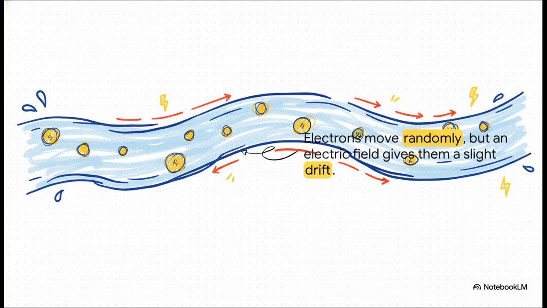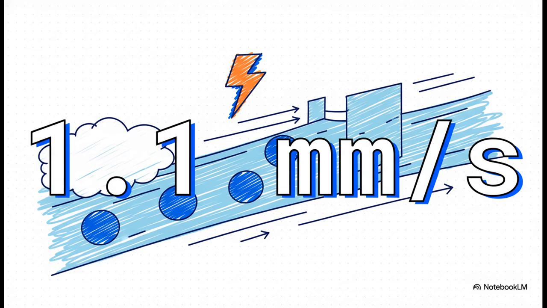It's like a bunch of little kids running around in a busy market. But when we apply a voltage, we give them all a very, very gentle push in one direction. That slow overall forward motion, that is what we call drift. And how slow is this drift? What do you think?